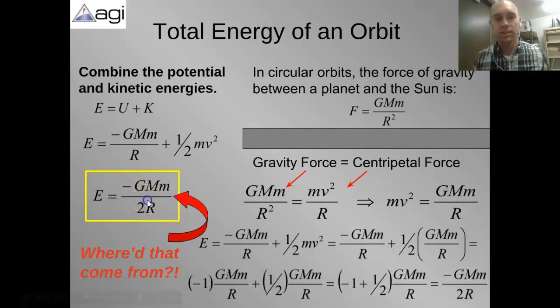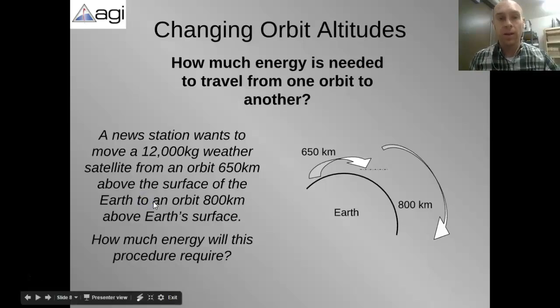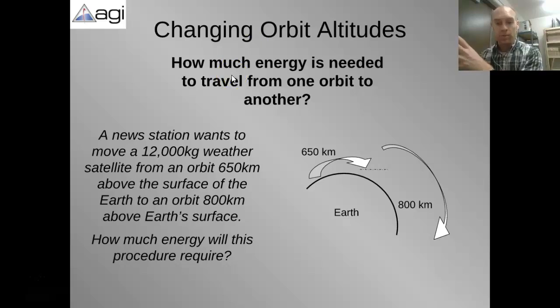Nailed it! So if we want to calculate the changing orbit altitude, how much energy is needed to travel from one orbit to another, you have to figure out the orbit energy at one spot and then the orbit energy in another spot, and then subtract them. That'll figure out how much energy is needed.